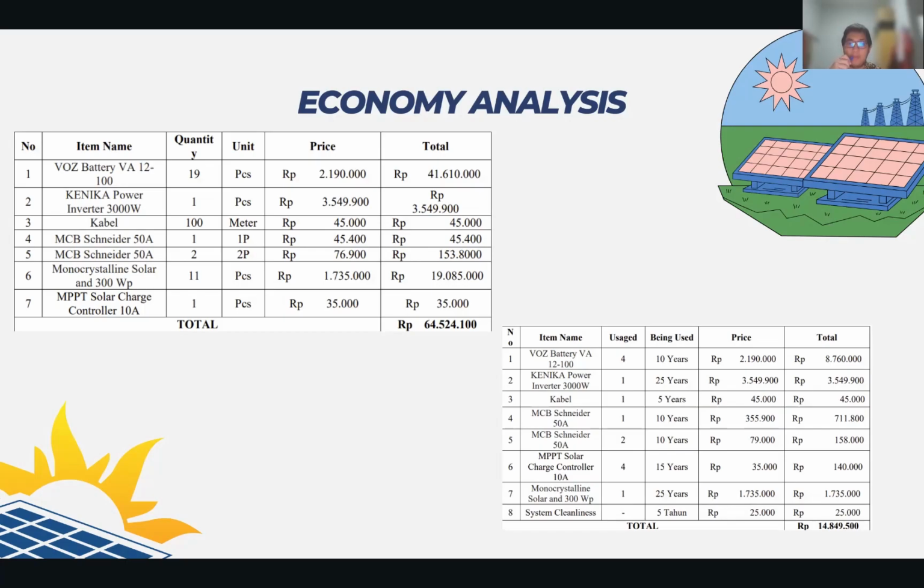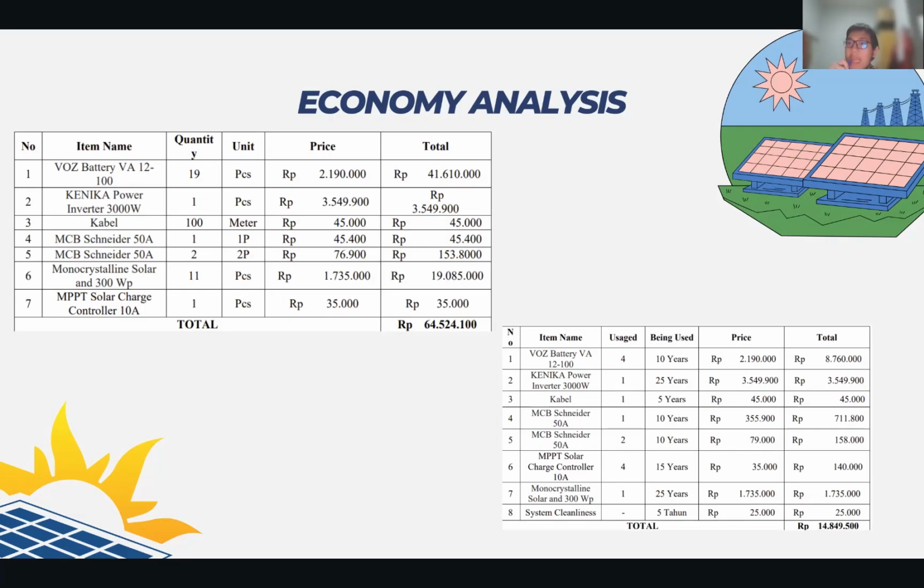100,053 rupiah. And after that, I'm using 11 solar panels with 300 watt peak, and I'm using the monocrystalline solar, and one piece of the solar panel is around 1 million, but because I need 11, it will become 19 million. And after that, I need the solar charge controller. I'm using the 4 ampere, but I just need one, and it's around 35,000 rupiah.